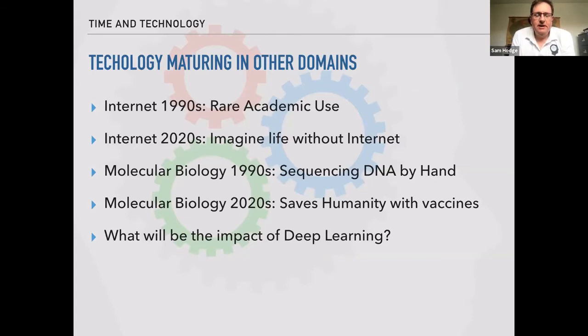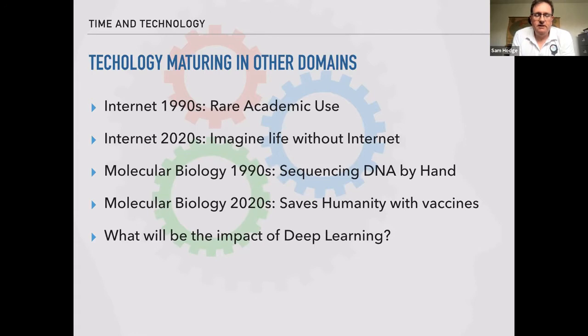It's interesting to see how technology has matured. In the 1990s, I was one of the first few people with access to the internet while working as an academic in a molecular biology lab. And nowadays in the 2020s, we can't imagine living life without the internet. In fact, people have an emotional response when the internet in their house or on their phone is out.